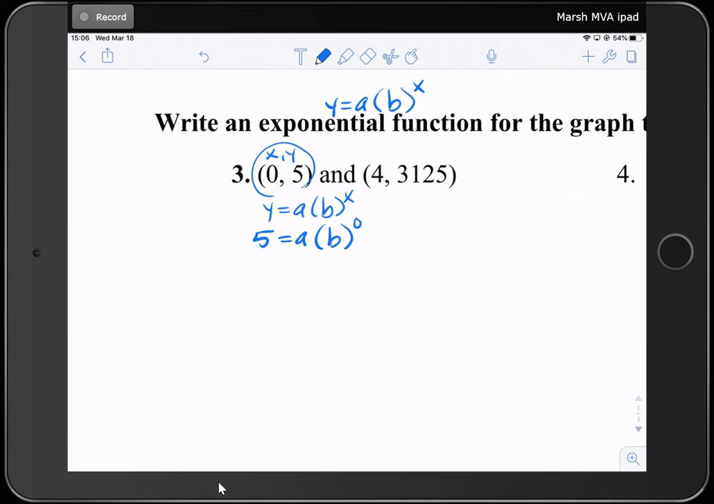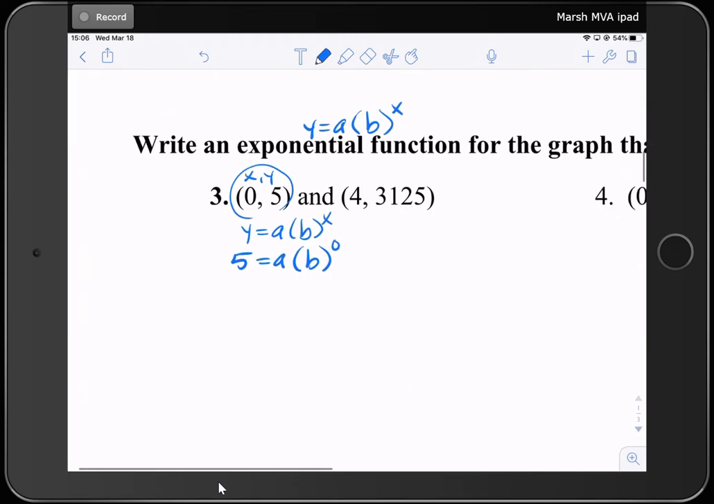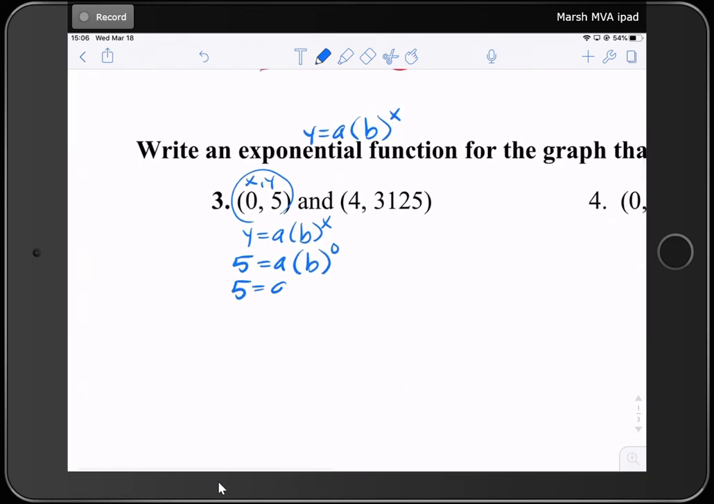But what is b to the 0? That would just be 1. So I get 5 is equal to a times 1. So there's my a. Remember I told you that a was the original value? So if your input is 0 to start off with, the y value right there is going to be your a value.